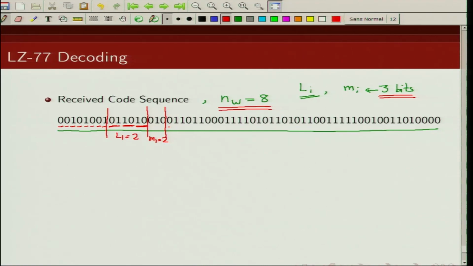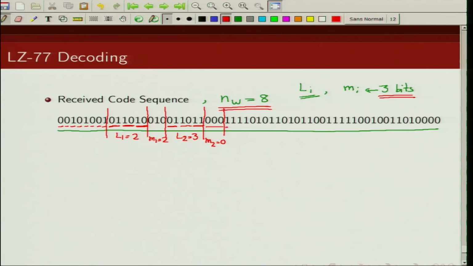Again, now I have to find L2. So there's a run of single 0. So I should look at next 2 bits. That is 2. So then these next 2 locations, the number written at next 2 bits will give me the number which has been encoded. So that is 1 1. So L2 is 3. Next 3 bits are used for M2. So M2 is 0.